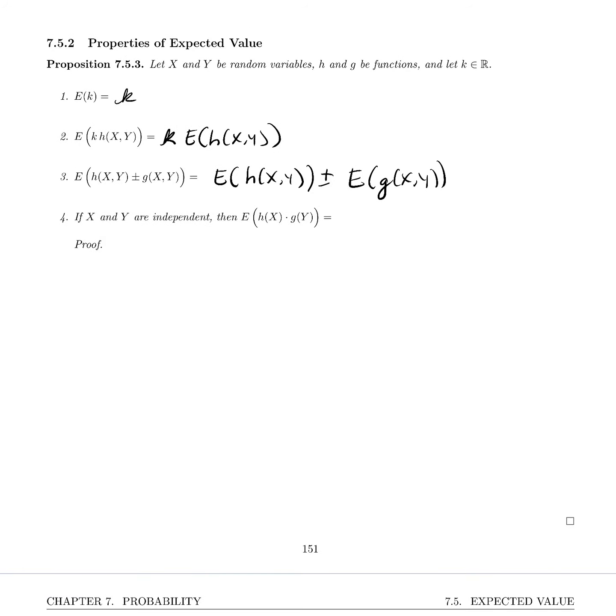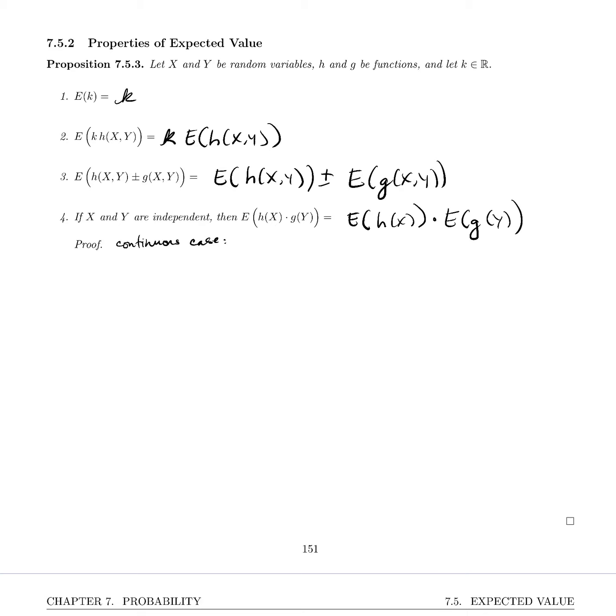So what I don't think that you have seen before is property number 4. And that is saying if X and Y are independent, then the expected value of h of X times g of Y, notice that these are functions of single variables now, is the expected value of h of X times the expected value of g of Y. And that is a little bit of a surprising property. And we're going to prove it in the continuous case, where X and Y are continuous random variables.